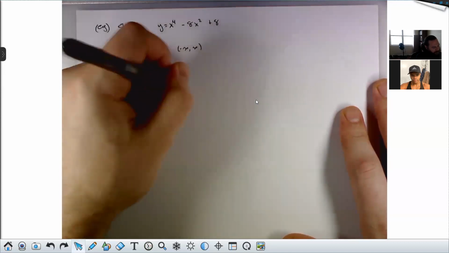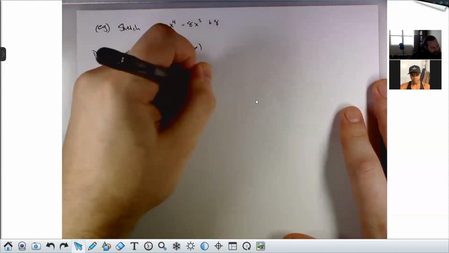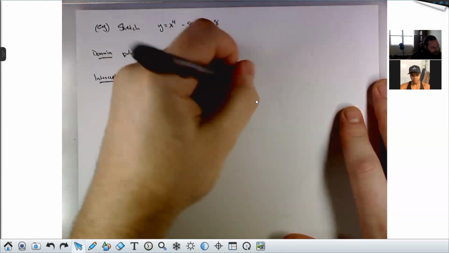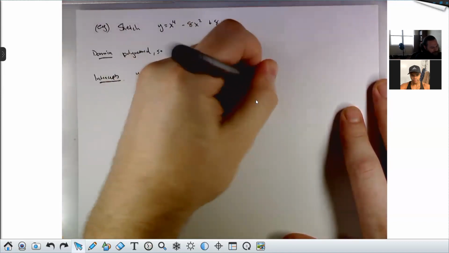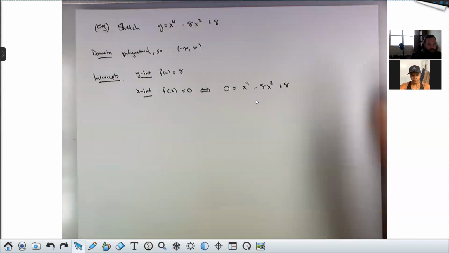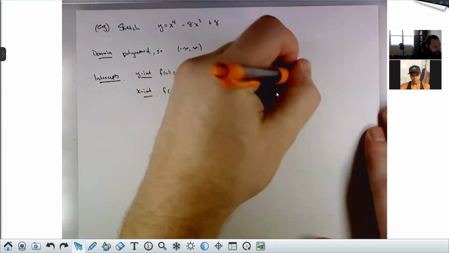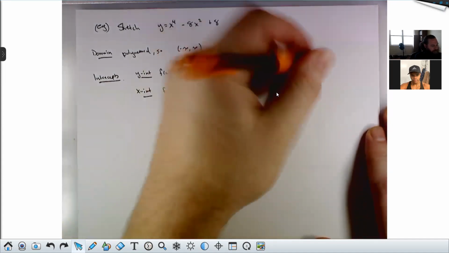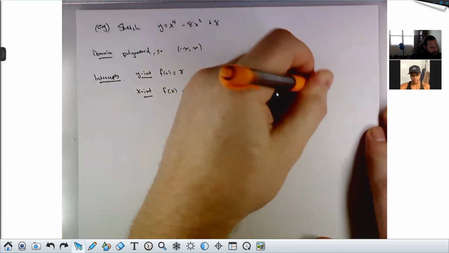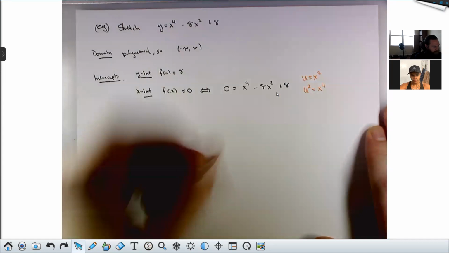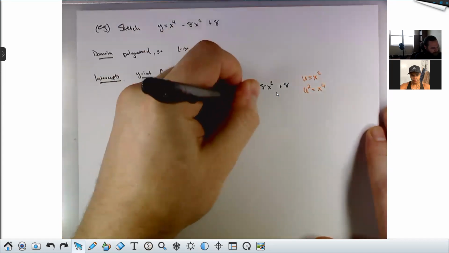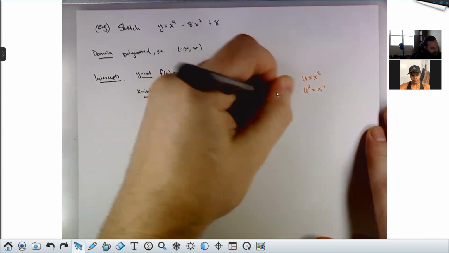If I want to set that thing equal to 0, that means I have 0 equals x to the 4 minus 8x squared plus 8. And this we can factor, but we have to be a little bit clever. It's not a quadratic, right? The largest power here is 4. But you notice all the powers are even, which means you can make a little substitution. U equals x squared, and that means u squared would be x to the 4. So this piece here is the same as u squared minus 8u plus 8.